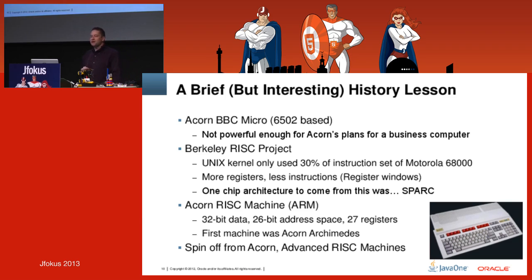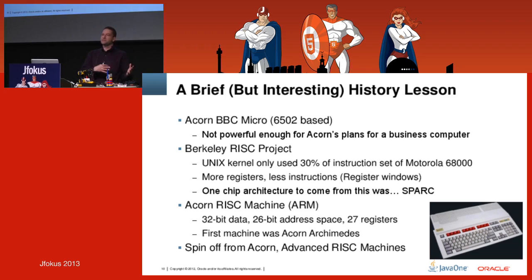And the first thing to come out of this was the Acorn RISC machine, and the first sort of full version of that was the Archimedes device. Anybody here have an Archimedes? Oh, okay, somebody there, great. And that was a RISC-based architecture, 32-bit data, 26-bit, interesting number, address space, and 27 registers. And that's really where that came from.